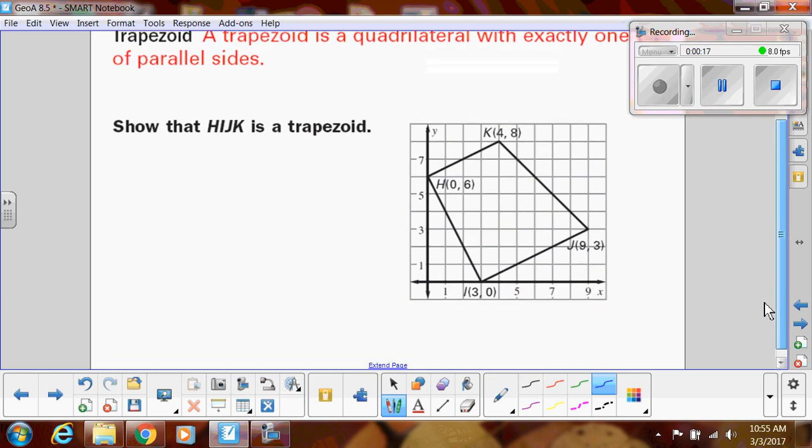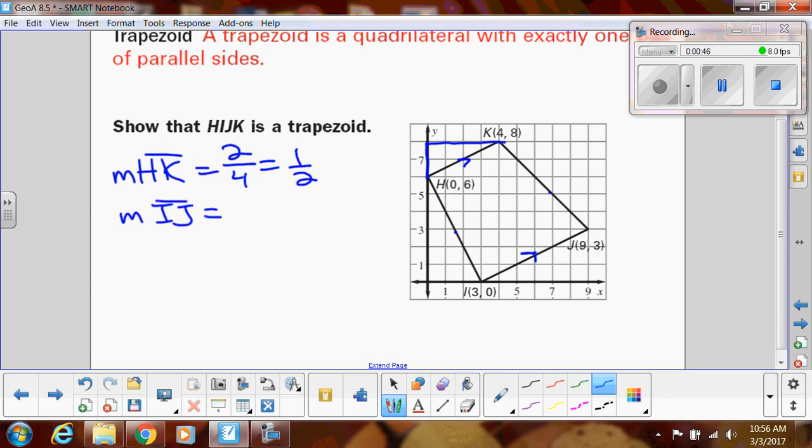So when we're doing a coordinate plane problem like this, we still are going to do the slopes of all four sides. But I'm going to show that these two are the same and then these two are different. So let's go ahead and do that. So the slope of HK, if I count that out, that's up 1, 2 over 1, 2, 3, 4, which reduces to 1/2. And then the slope of IJ, that's going to be up 1, 2, 3 over 1, 2, 3, 4, 5, 6, which reduces to 1/2.